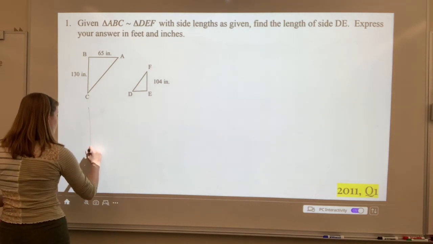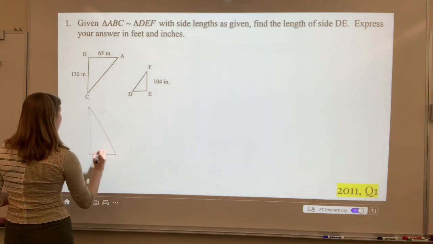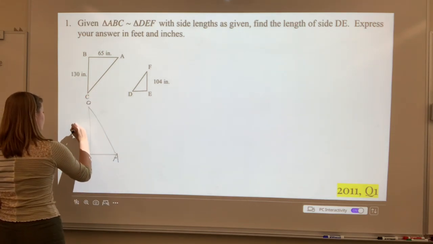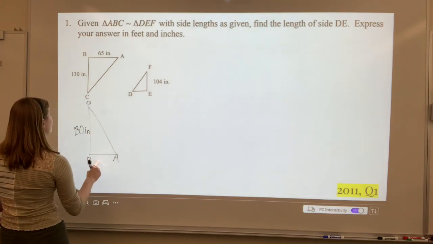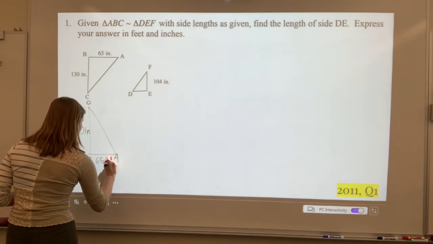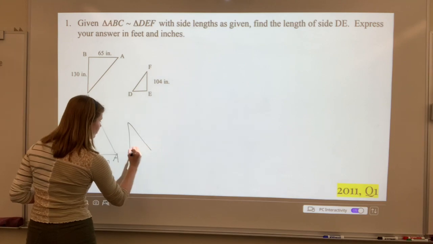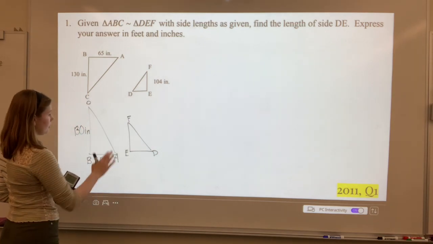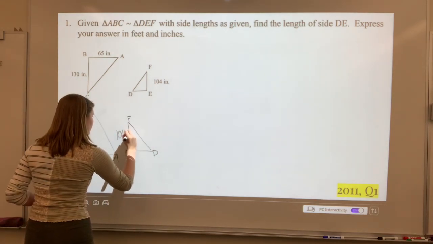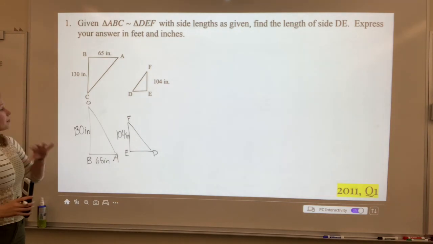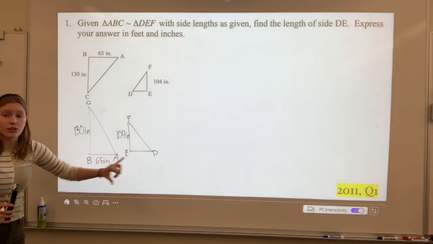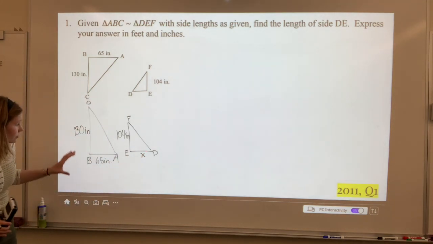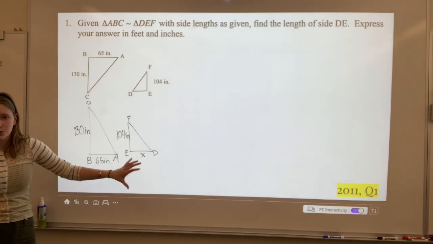So we have triangle ABC here, and this leg is 130 inches, and this leg is 65 inches. Okay, now triangle DEF. And this leg is 104 inches. So we're trying to solve for this side length. So I'm going to assign this side length a variable. Let's just say x.